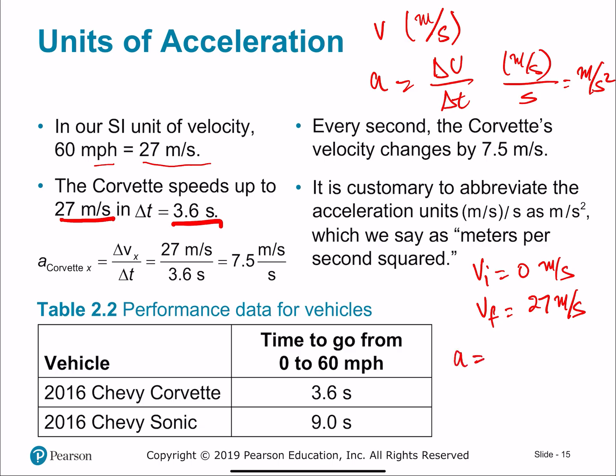The acceleration is final minus initial, which is 27 minus 0, divided by the time it took for that to happen, which in this case is 3.6 seconds. So these are meters per second, and you get that the acceleration here is 7.5 meters per second every second. So every second the car is going 7.5 meters per second faster.